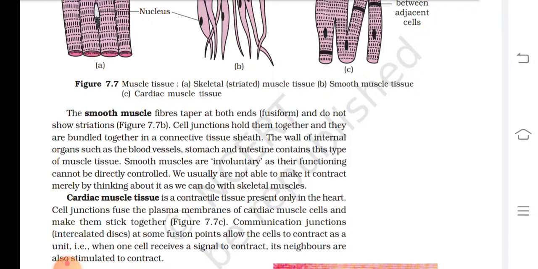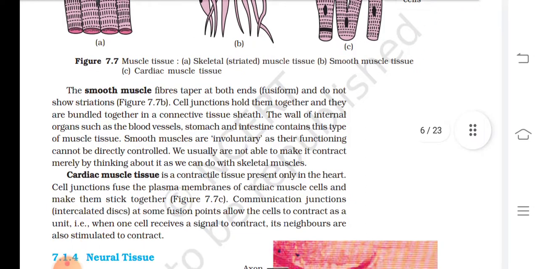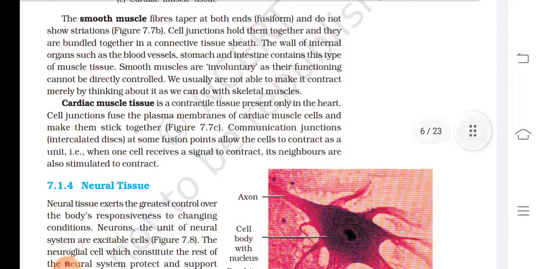Smooth muscles are involuntary as their functioning cannot be directly controlled. We usually are not able to make them contract merely by thinking about it, as we can do with skeletal muscles. Cardiac muscle tissue is a contractile tissue present only in the heart.